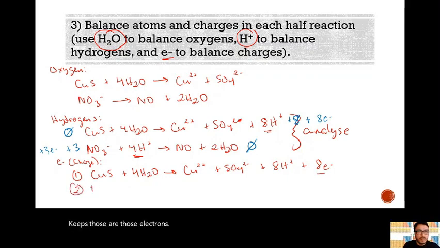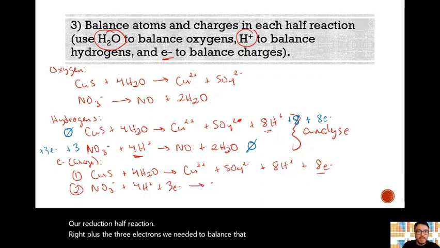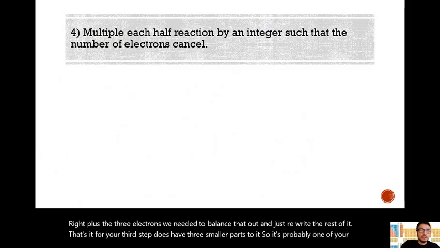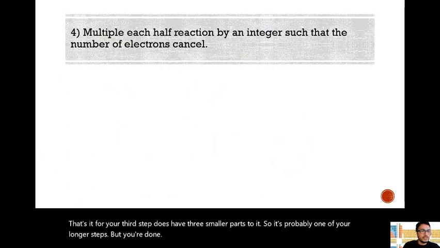And finally we have our reduction half reaction, right, plus the 3 electrons we needed to balance that out, and just rewrite the rest of it. Good. That's it for your third step. Your third step does have 3 smaller parts to it, so it's probably one of your longer steps, but you're done that. Okay, step 4.